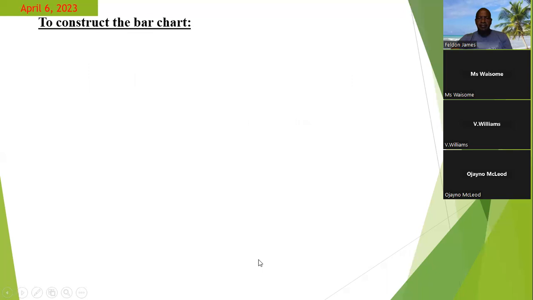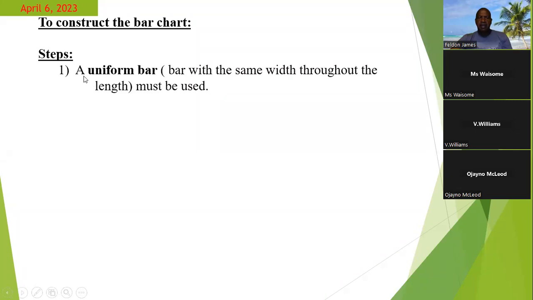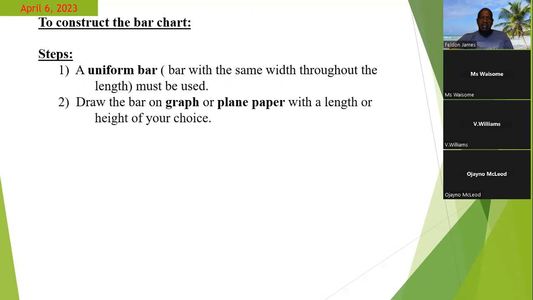All right. Now, in constructing the proportional bar chart, these are the steps. Step one, you draw a uniform bar with the same width throughout the length. All right, so whatever width that you start off with, you maintain it throughout the length.